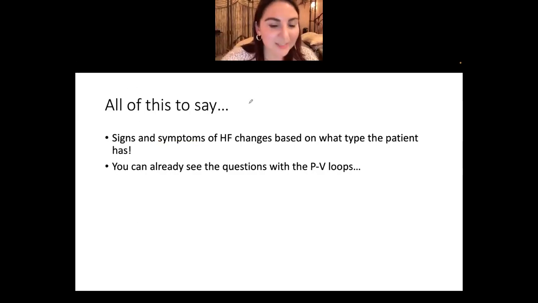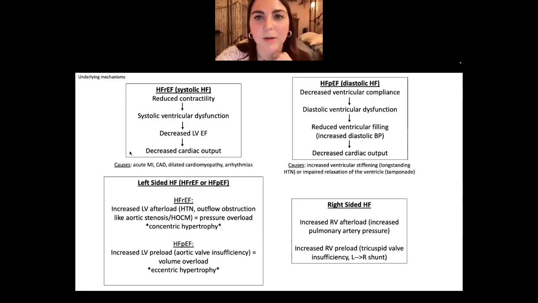All of this to say, the signs and symptoms of heart failure are going to change based on what type the patient has. And this is where I wanted to mention, you can already see the questions with the pressure volume loops. Depending on what type of heart failure they have, is it systolic dysfunction or diastolic dysfunction? We'll talk a little bit about pressure volume loops. But here's the underlying mechanism behind each type.